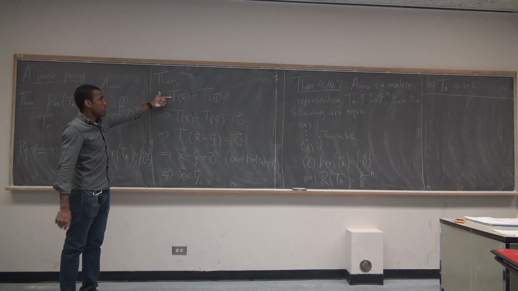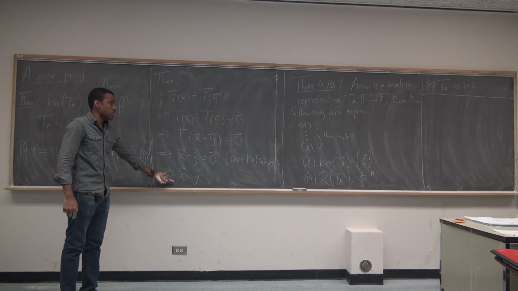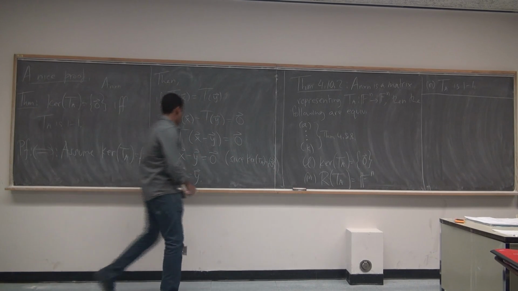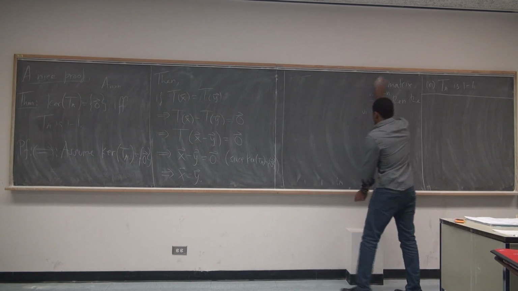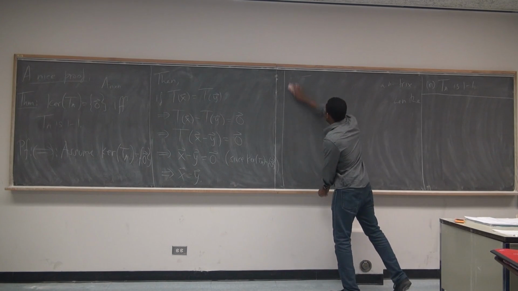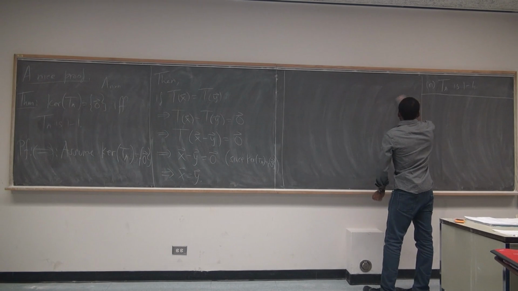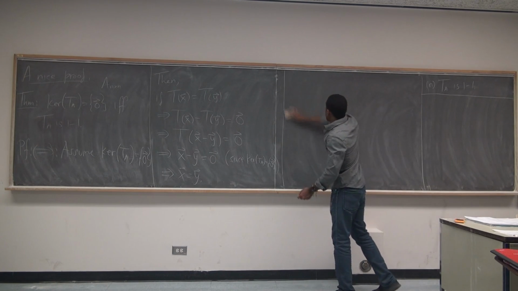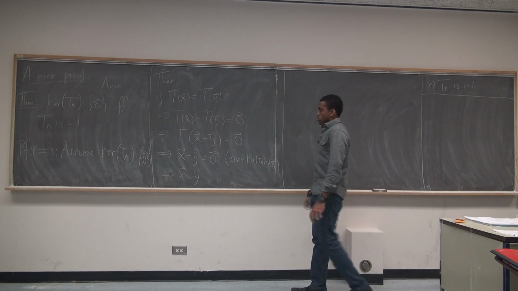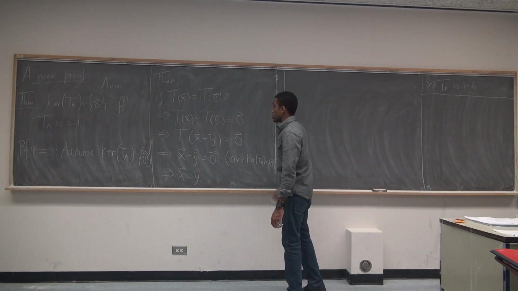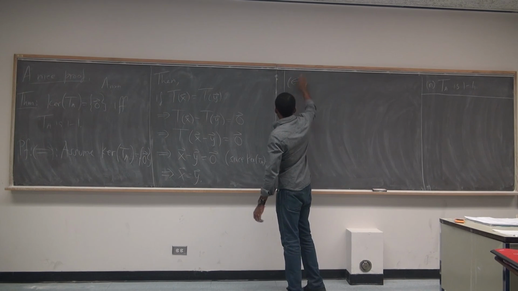So if I assume the outputs are the same, the inputs have to be the same, assuming that the kernel is 0. The set contains the 0 vector. And that's one direction. How about we go to the other one?